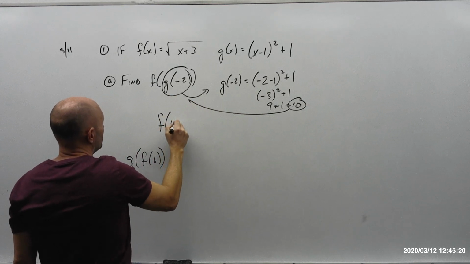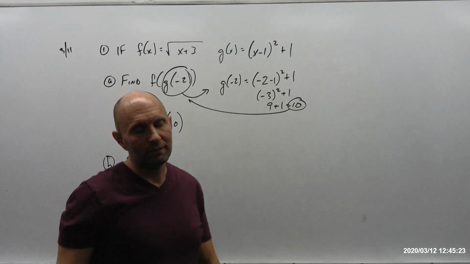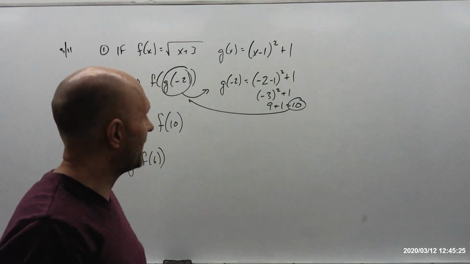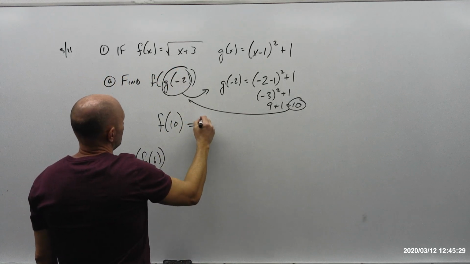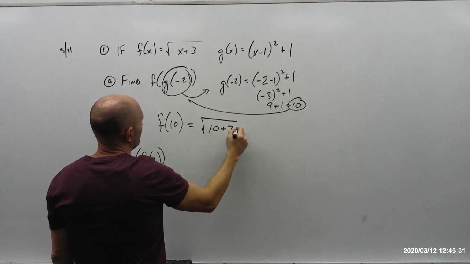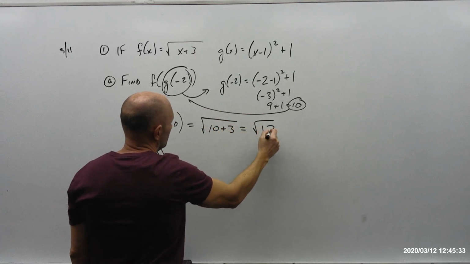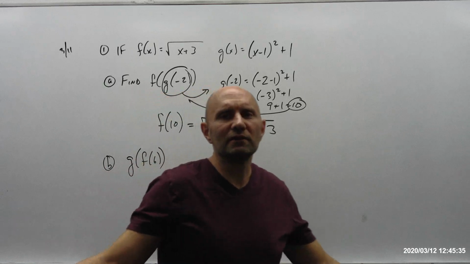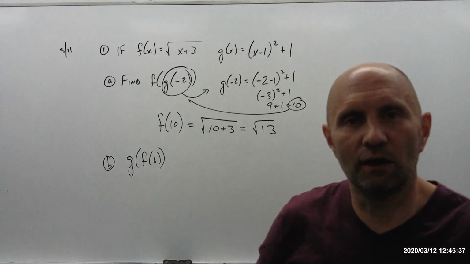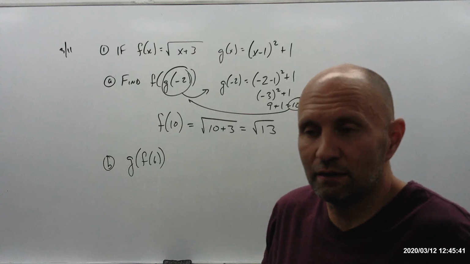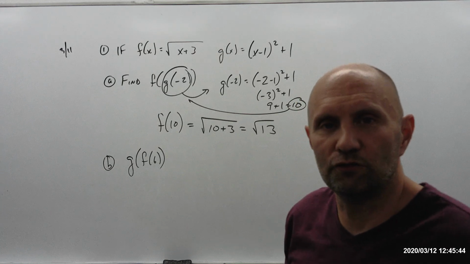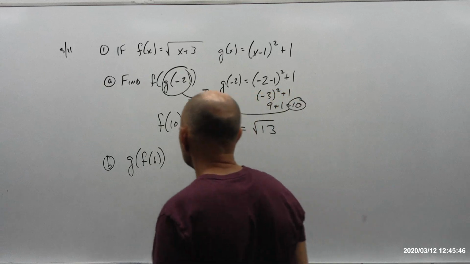So what this problem is really just asking me is a tricky way of what's f of 10. So plug 10 into your f function. You have the square root of 10 plus 3, so square root of 13. Well, wait, that's not a nice number. I keep telling you, it's not always going to be a nice number. This one happens to be square root of 13. You can't simplify it. It just ends up square root of 13.